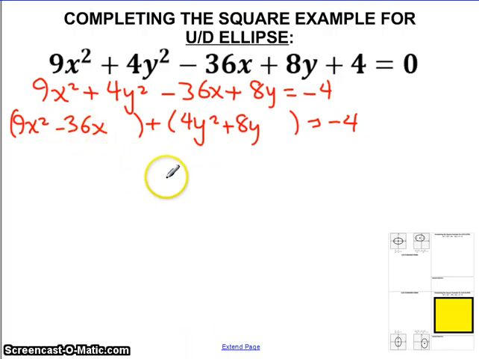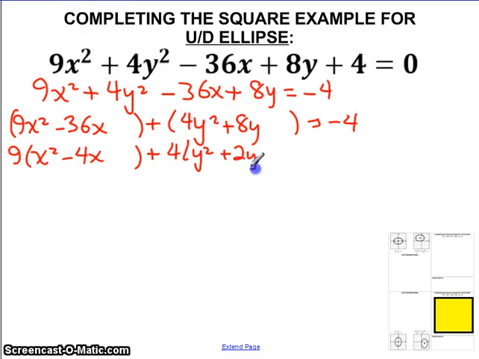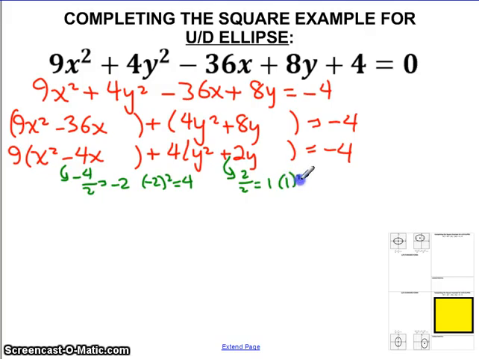Okay, so as we did in the last video, we're going to go ahead and factor out the number in front of the x squared. And we're going to factor out the number in front of the y squared. And then we can go ahead and complete the square on the inside here. So -2, and then we'll square that. We get 4. Over here we have 2 over 2 equals 1. 1 squared is going to give us 1.